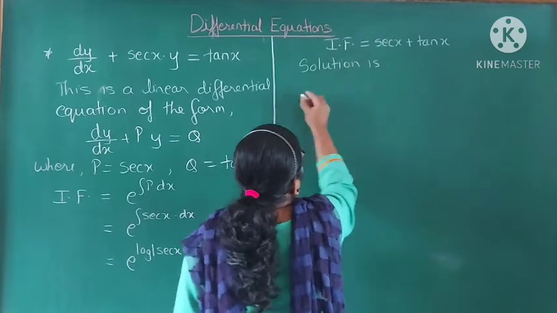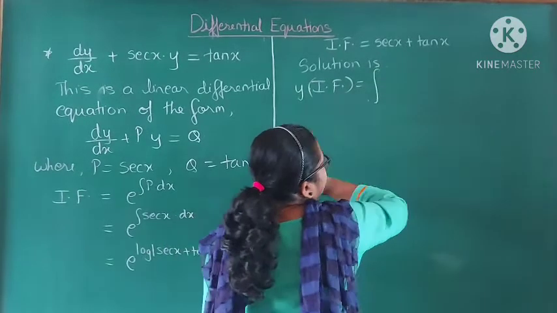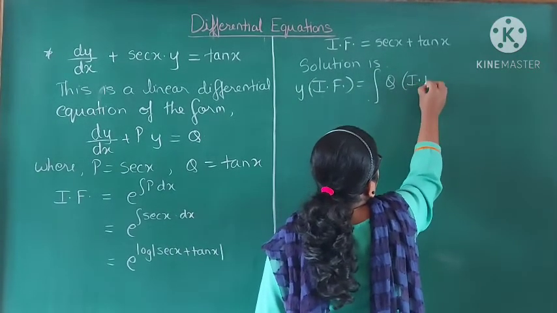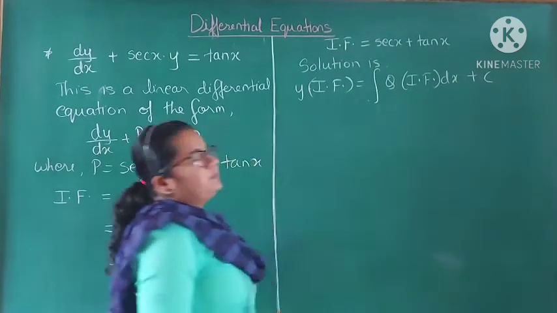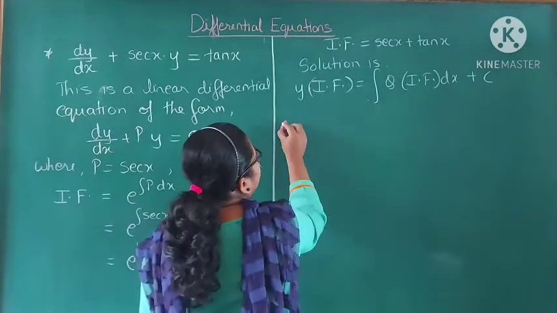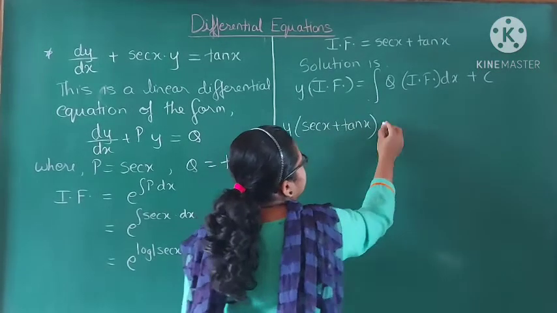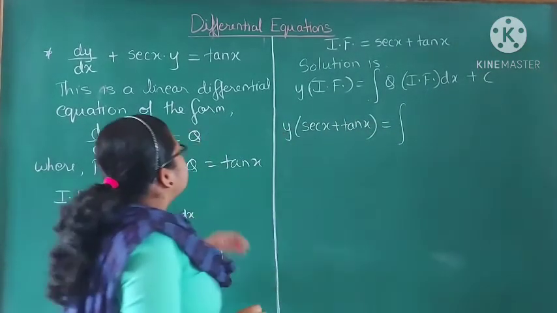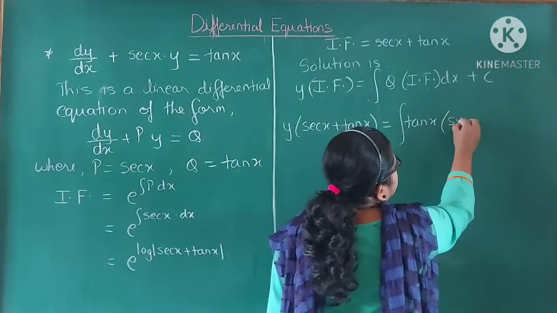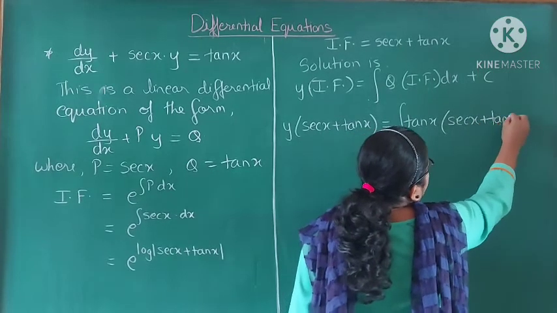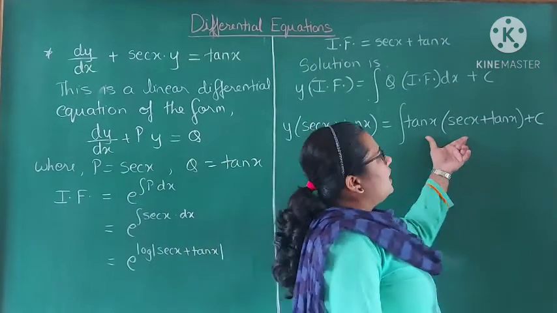The solution is y into the integrating factor is equal to the integration of q into the integrating factor dx plus c. So what is our integrating factor? y into sec x plus tan x is equal to the integration of, what is q equal to? It is equal to tan x. So tan x into sec x plus tan x, plus c. The LHS is already solved. We just have to solve the RHS part.